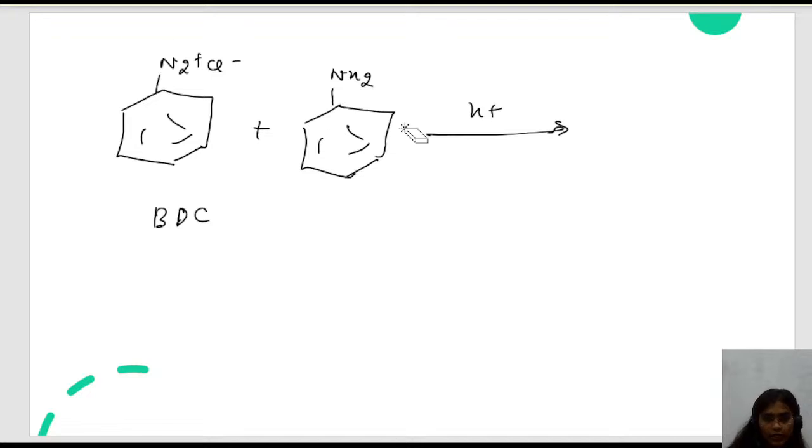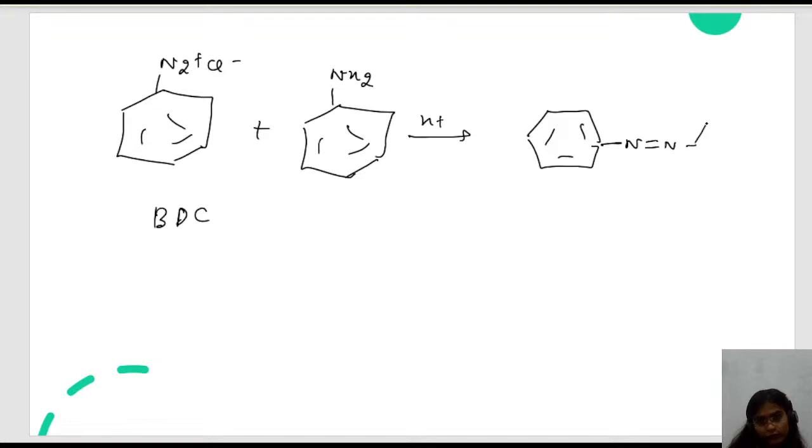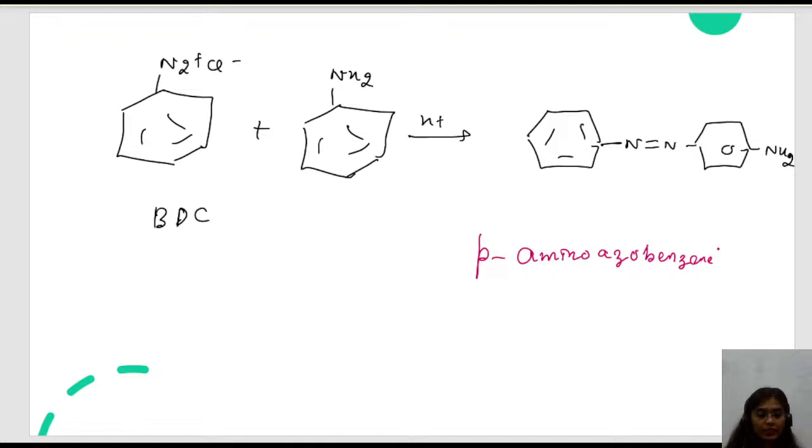So again, what is the product? Let me reduce the arrow. H positive. So again, it will remain maintained. Like the previous one, I guess the naming part is now clear for you, like how to go with the name. So it becomes para, like para amino group. So it becomes para amino, and then again azo, and then benzene. So that azo be like coupling. It's a coupling here, benzene.